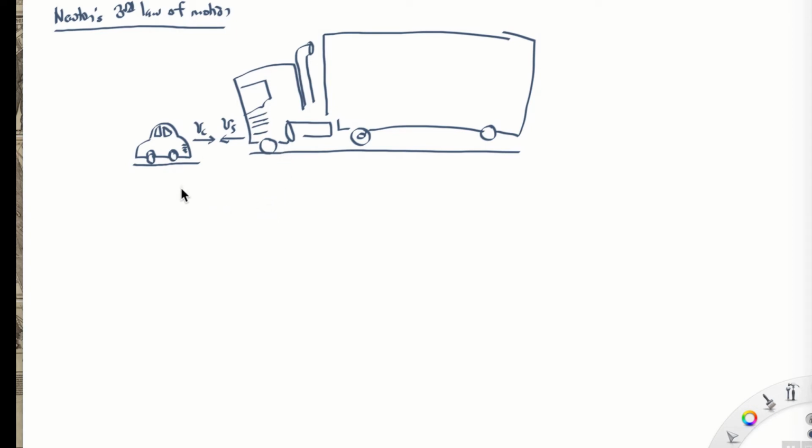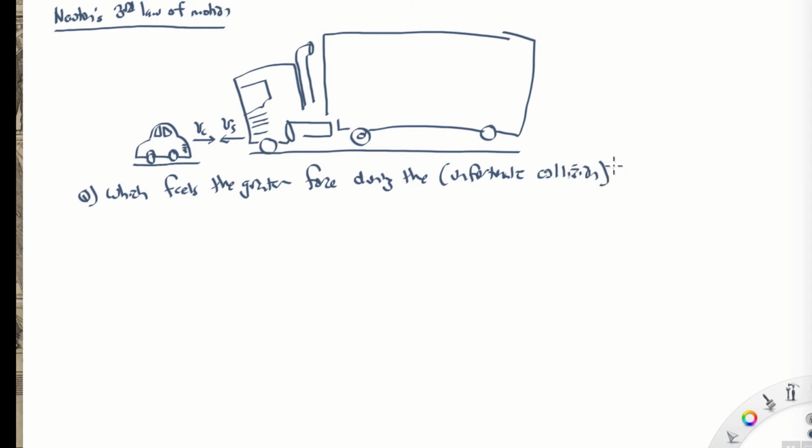And I'm going to ask you a question. So here's my question. Which feels the greater force during the unfortunate collision? Of course, before they hit there's no force of interaction between the two, but at the moment they're colliding, which one feels the greater force? Is it the Volkswagen Bug that feels the greater force? Is it the semi that feels the greater force? Or is there another option?